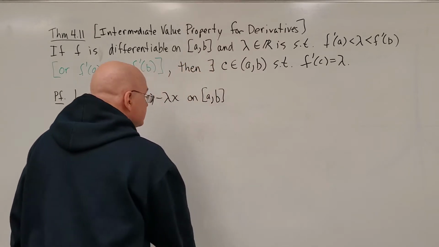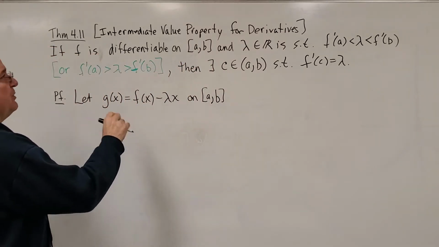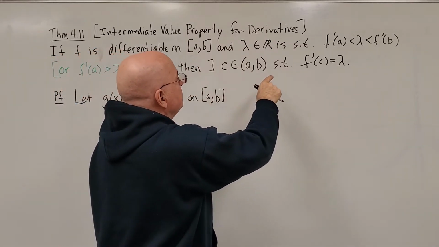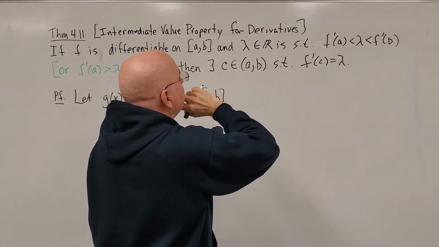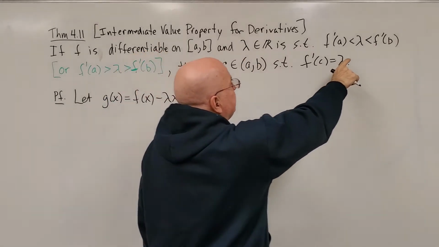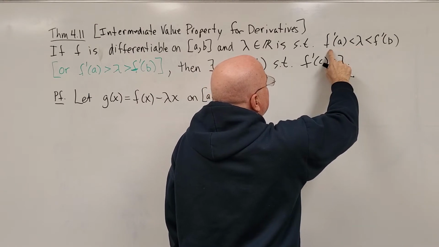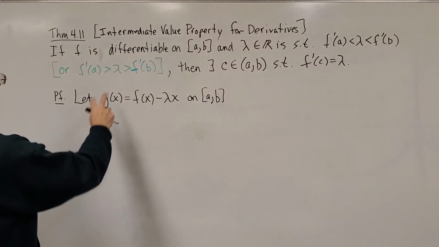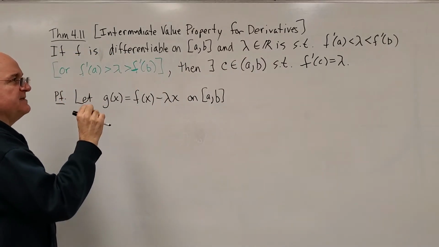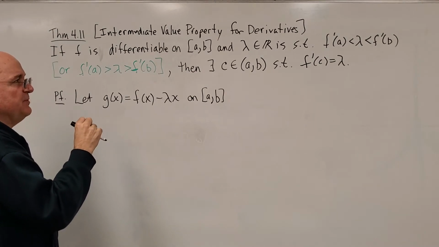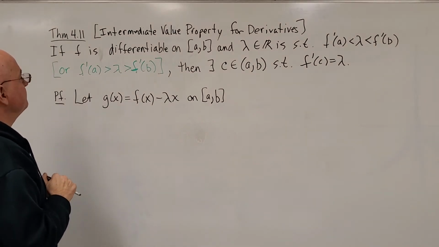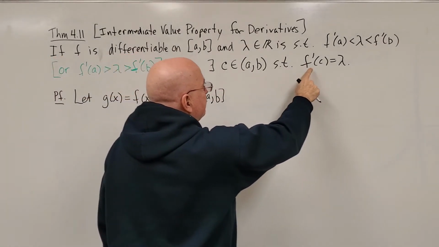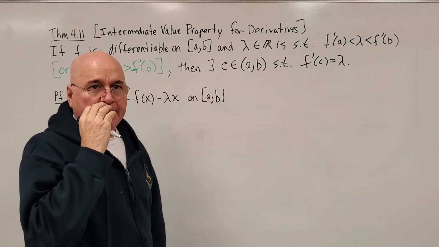So the statement of the theorem goes like this. If f is differentiable on the closed interval [a, b], and lambda is a real number, an element of R, such that lambda is in between f prime of a and f prime of b, either in this order or in this order. So I could have just said that lambda is a number strictly in between f prime of a and f prime of b. Then there exists a c in between a and b such that f prime of c is going to equal that value of lambda.